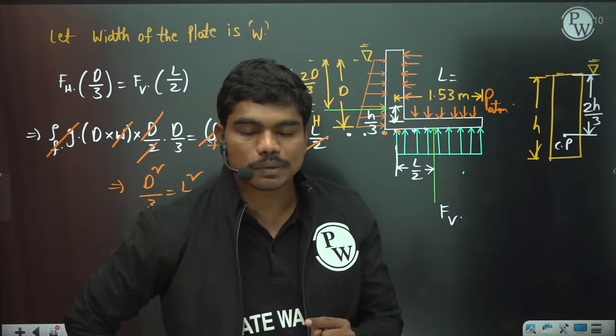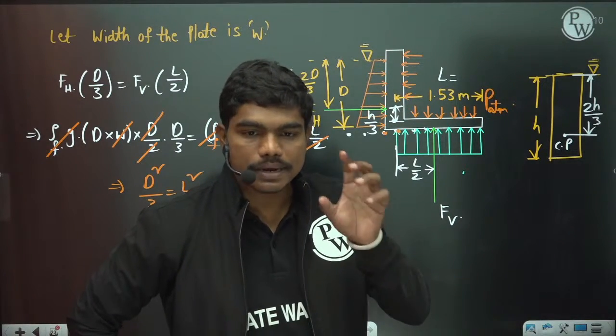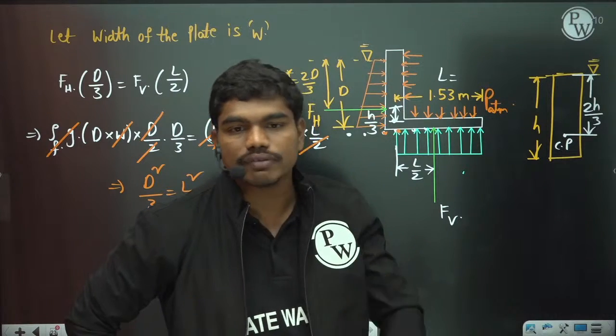So is this clear to you? Please type in the chat box. Did you all understand that PATM gets cancelled on both sides of the plate?